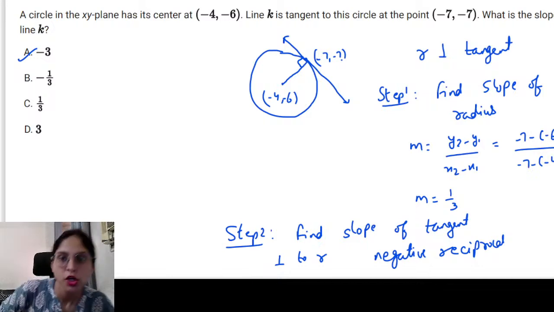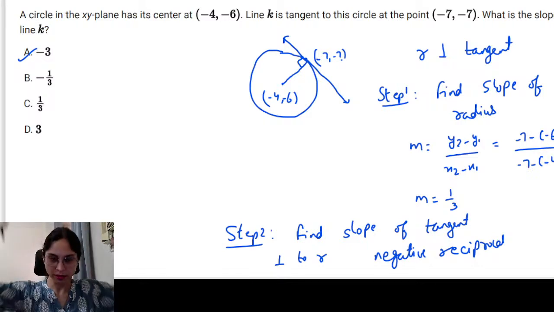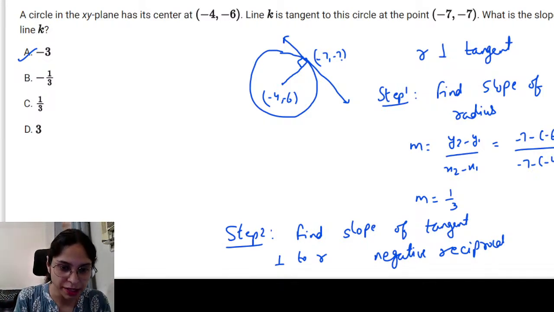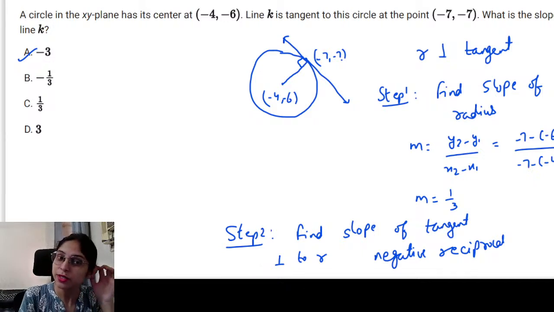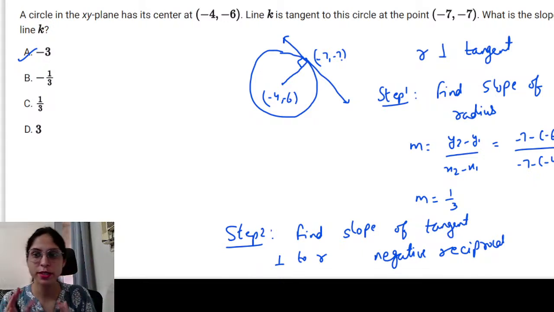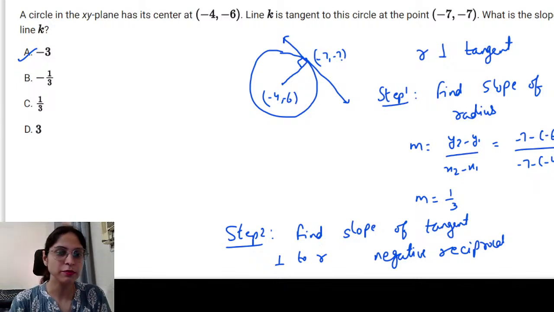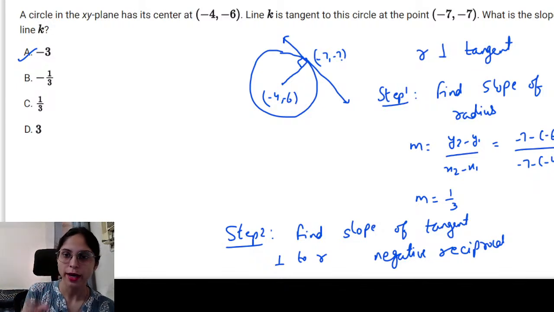So I'm back. Everybody is asking whether these are medium or hard questions. In circle, like I told you, there's only one easy question that I've covered. The rest of them, medium questions are also few. Most of them are hard questions only. So I covered medium and hard questions of arc length, tangent, arc measure, everything.